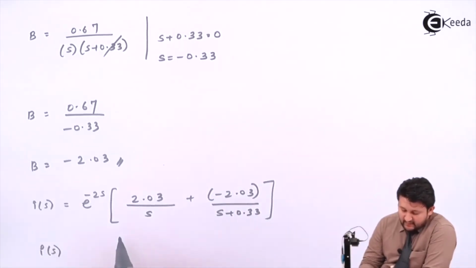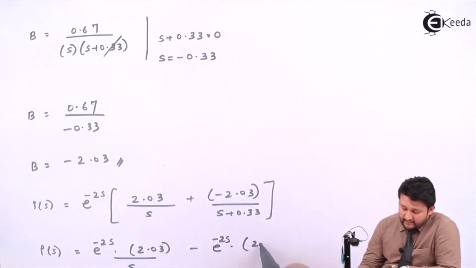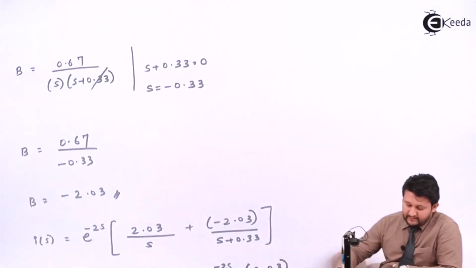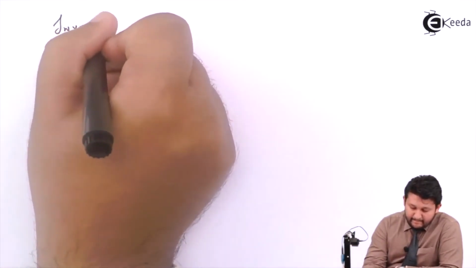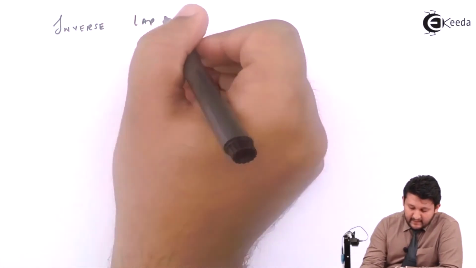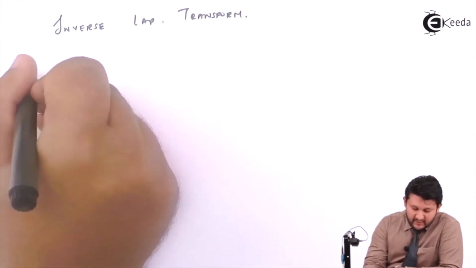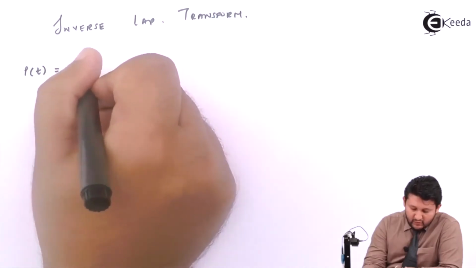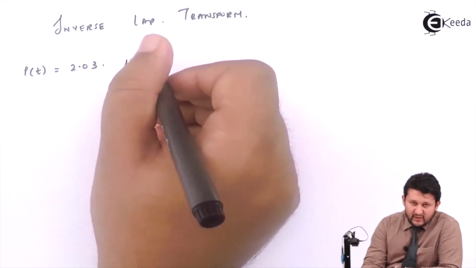So your I(s) will be equal to, open the bracket, e raised to minus 2s into 2.03 whole upon s, minus e raised to minus 2s into 2.03 upon s plus 0.33. So by taking the inverse Laplace transform, you get i(t) is equal to, 2.03 is a constant. So 1 upon s, you write u(t), and you have an exponential e raised to minus 2s.